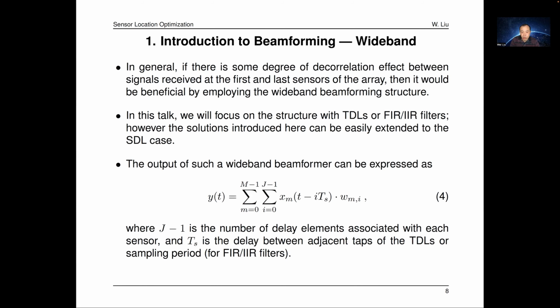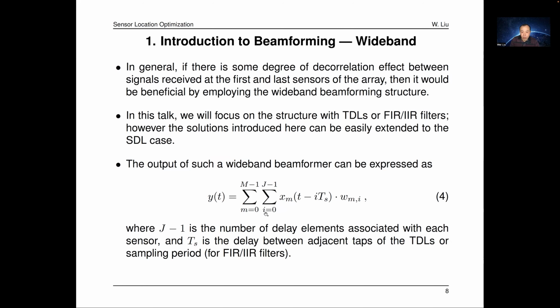Then one question to ask is: when do we need the narrowband structure, and when do we need the wideband structure? In general, if there is some degree of decorrelation between signals received at the first and the last sensors of the array, then it would be beneficial to employ the wideband beamforming structure. If the signals received by the array sensors are coherent, then you don't need to employ the wideband beamforming structure. The narrowband one will work very well. And in this talk, we'll focus on the structure with TDLs, so tapped delay lines, or FIR, IIR filters. However, the solutions introduced here can be easily extended to the SDL case.